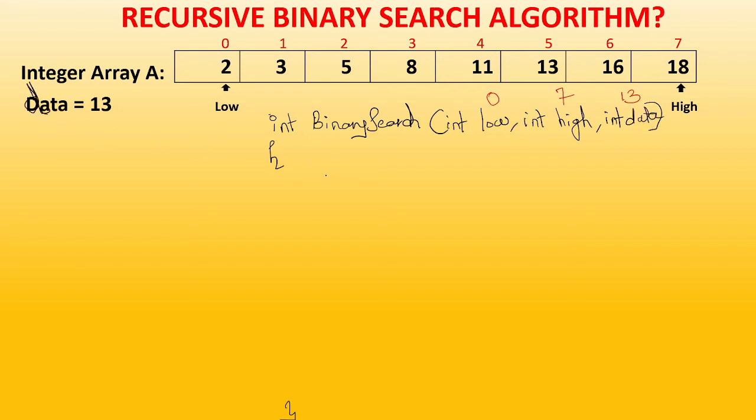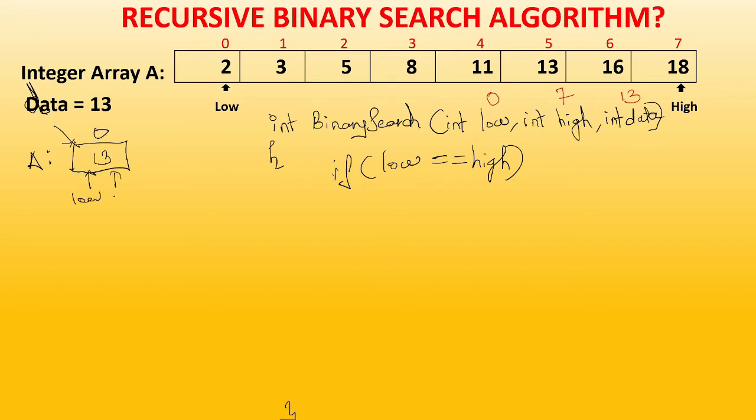Now suppose only one element was there instead of this many elements. Then what will happen? Low and high will point to the same position. Suppose instead of this big array, the array A has only one element, suppose 13. In this case, what will low and high be? Low will point to the 0th position and high will also point to the 0th position. So when only one element is there, low and high will be the same.